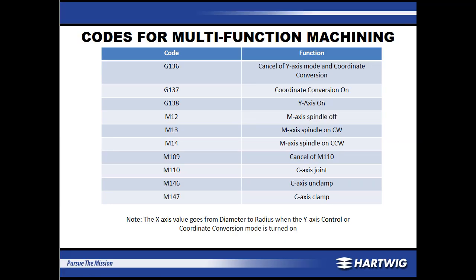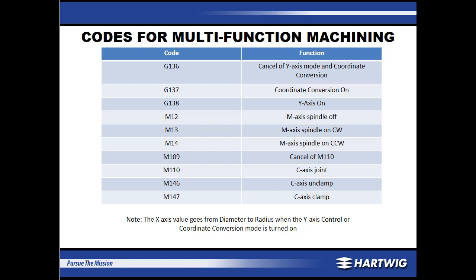Before we talk about actually writing a program for a multifunction lathe, the first thing we need to understand are some of the G-codes that are used associated with these machines. So G136 will turn off the y-axis or coordinate conversion function. Now, what this does essentially is take y-axis to 0, or start reading code in the XZ plane again, instead of XY as coordinate conversion would do.